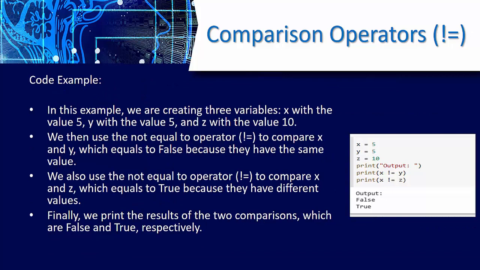In this example, we are creating three variables, x with the value 5, y with the value 5, and z with the value 10. We then use the not equals operator to compare x and y, which equals false because they have the same value. We also use the not equals operator to compare x and z, which equals true because they have different values. Finally, we print the results of the two comparisons, which are false and true respectively.